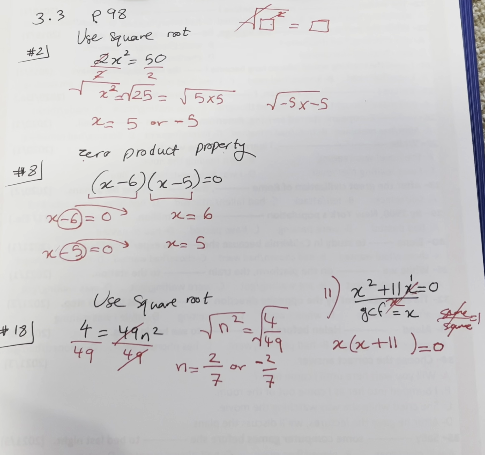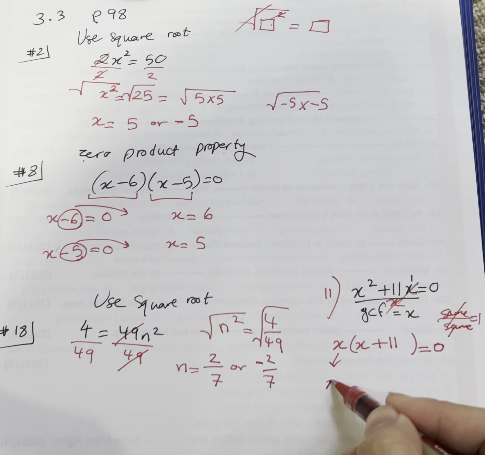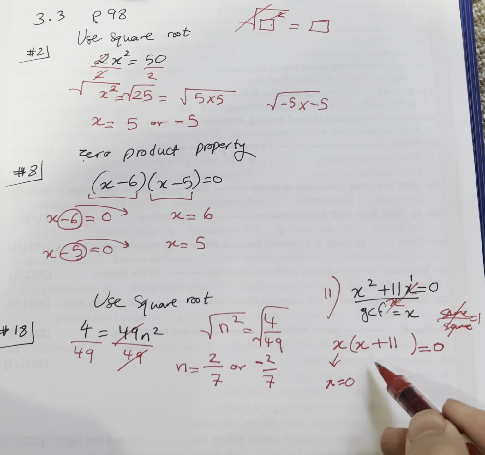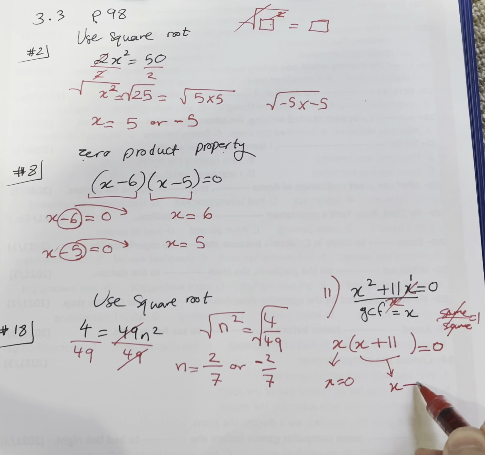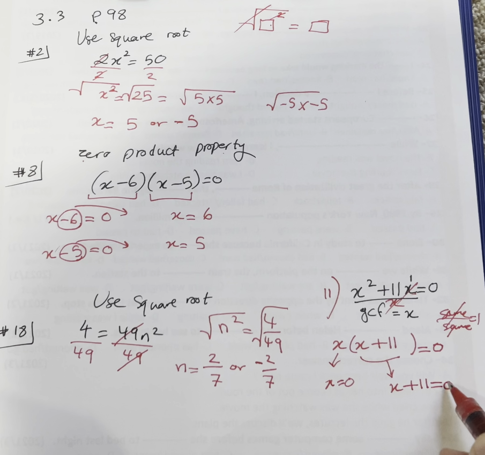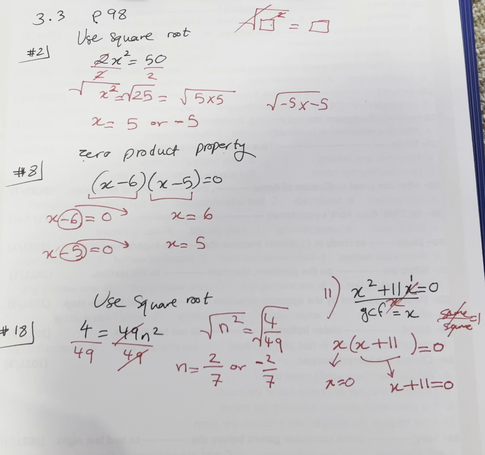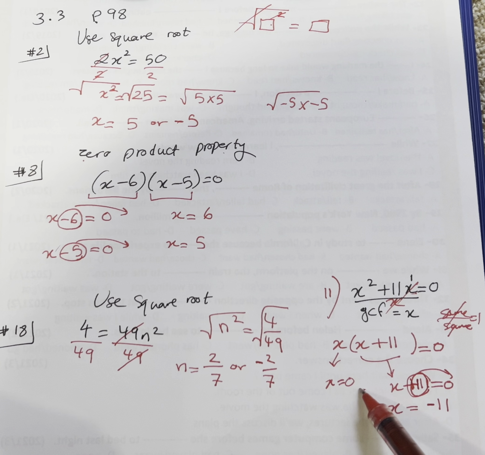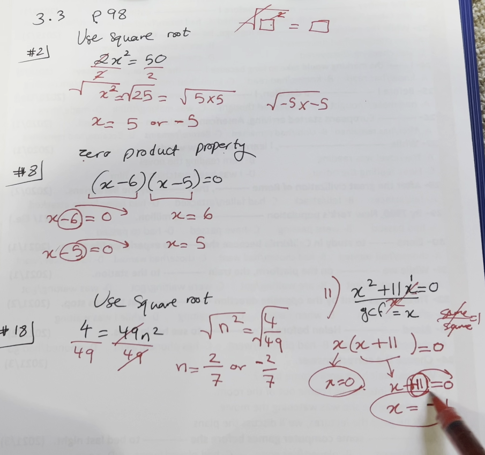All this equals 0. The first one I have, I say equals 0. The second part I have, I say also this equals 0. Why am I doing this? Because I am using zero product property in number 11. So can I add those two? No. Why is that? They're unlike terms. Positive 11 to the right side, play volleyball, it's going to be negative 11. So that positive 11 that I had moved to the other side became negative 11. So my answer is x equals 0, x equals negative 11.